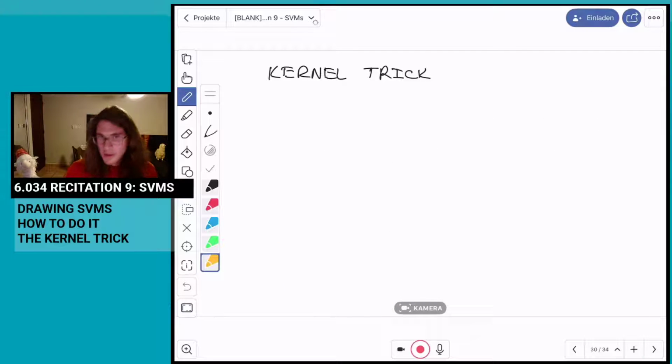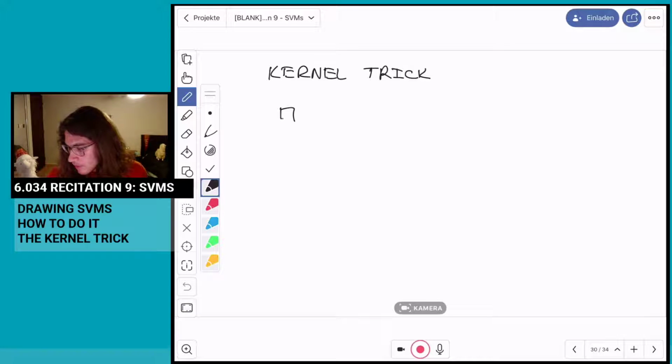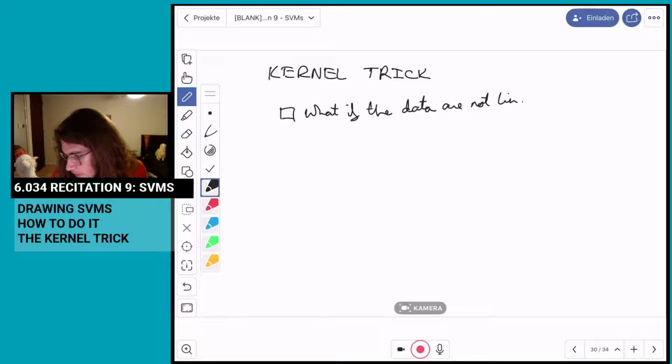Now let's drop the assumption that the data is linearly separable. So we're now moving away from the linear support vector machine and we're moving into a more real world scenario. What happens if the data is mixed and there's no clear-cut line? What if the data are not linearly separable? So we can apply transformations.